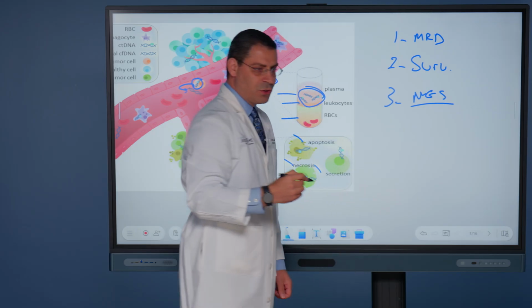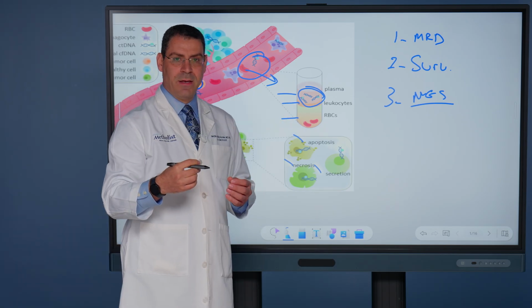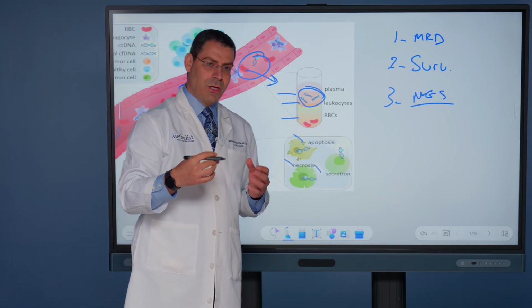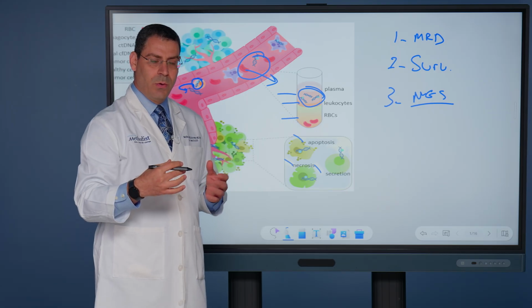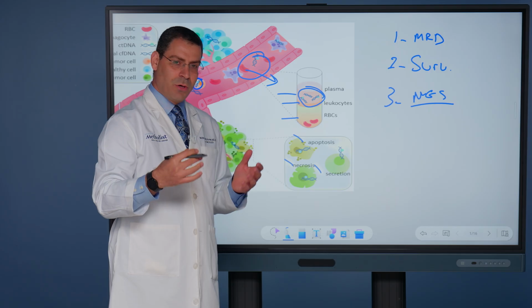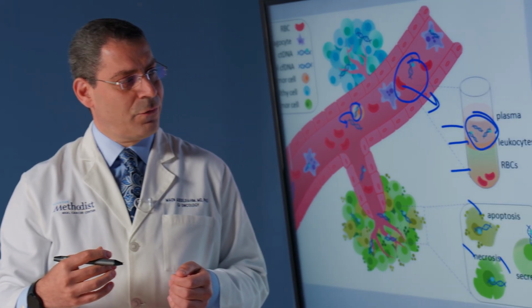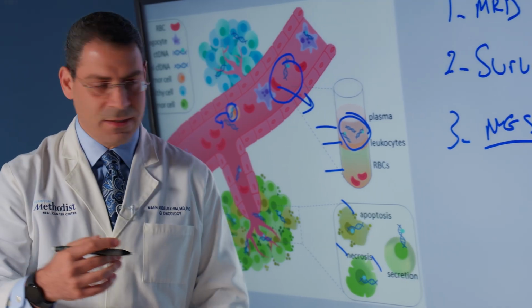NGS is next generation sequencing or molecular profiling. This piece of DNA in the blood can give us information about the mutations or alterations in the tumor. We live in the era of precision oncology, so knowing the tumor's molecular profile helps us decide what's the next treatment available for the patient. And we're going to discuss this a little bit.